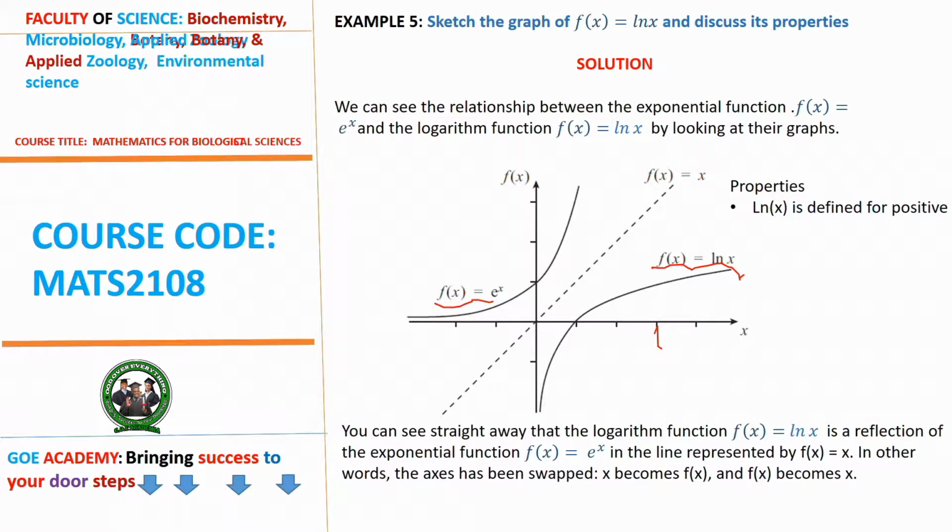Secondly, ln x is less than 0 for x between 0 and 1, in that interval. Also ln x is equal to 0 only for x equals 1. Also ln x is greater than 0 for x greater than 1. Take note of that.